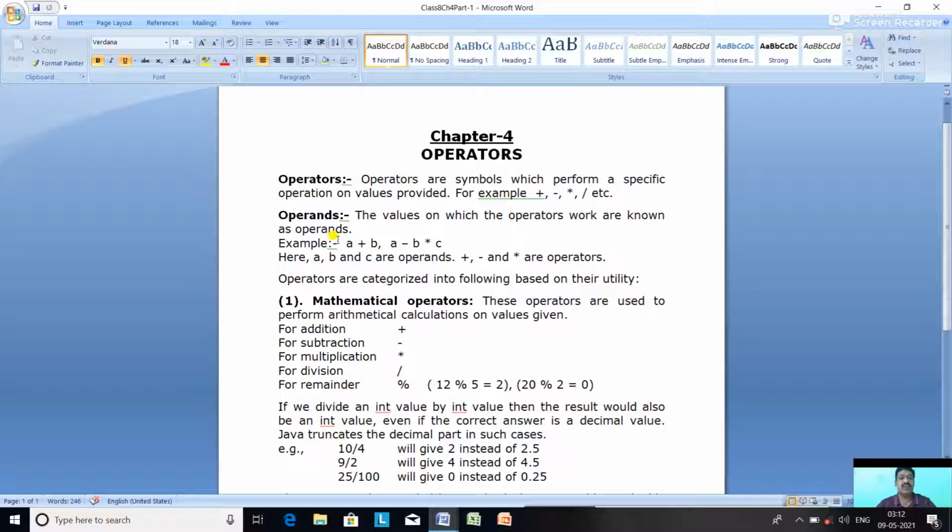See, the values on which the operator works: in this example, a and b are values, and what is the operator? The plus sign is the operator. Here a, b and c are the values, and the minus and asterisk signs are the operators. So the values on which the operators work are known as operands, and operators are symbols which perform a specific operation on values provided. A, B, C are the values, and plus, minus, asterisk are the operators.